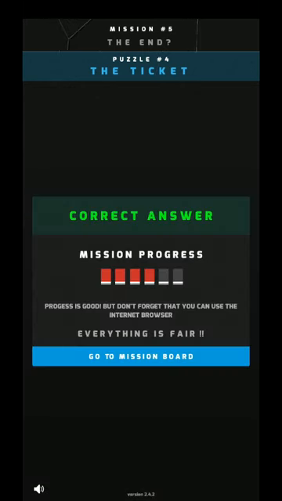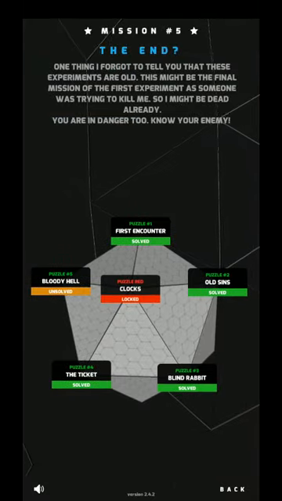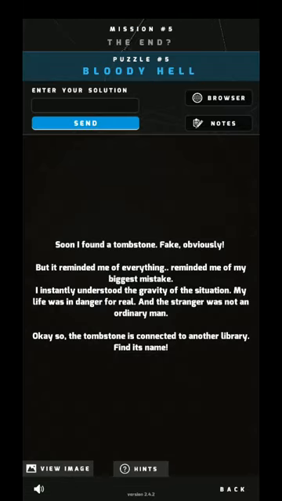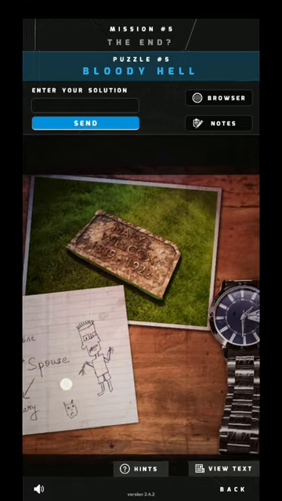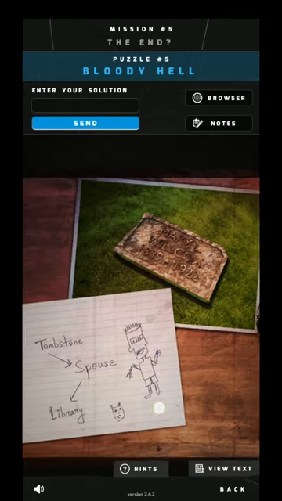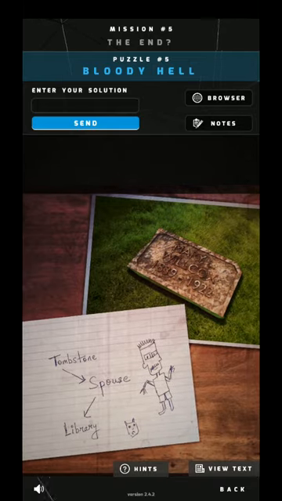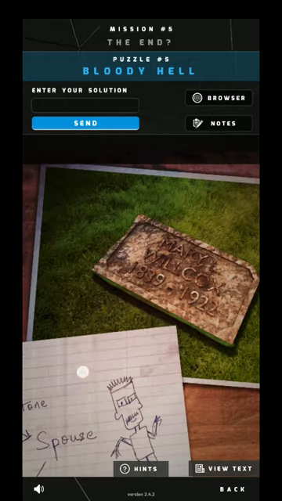There you go. Now we move on to the fifth one. Again, we'll go back to the image, and there you see, well, two things. First, the clock is always there, and the second, the tombstone, then spouse, and then the library. Well, the tombstone is very simple to decipher.